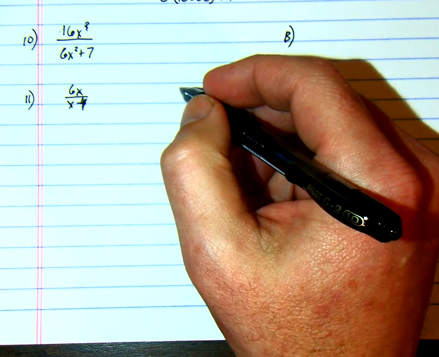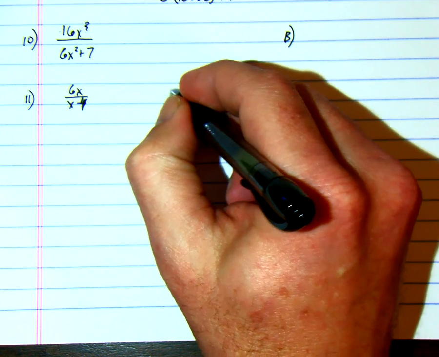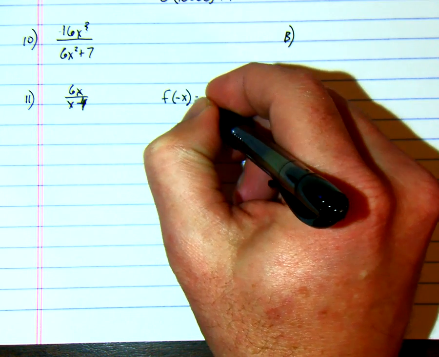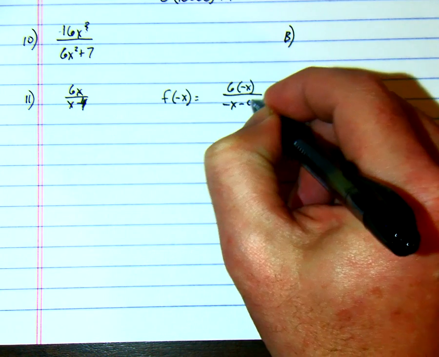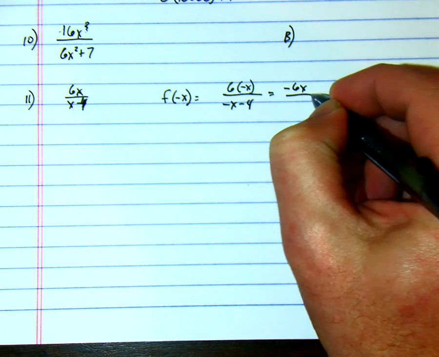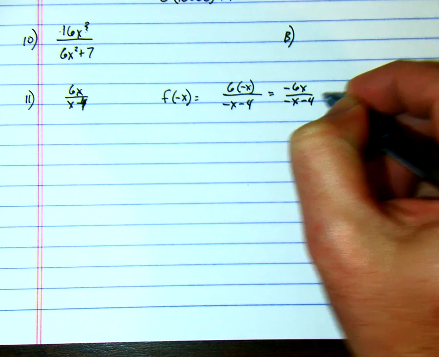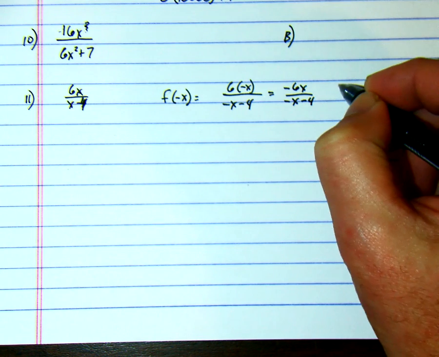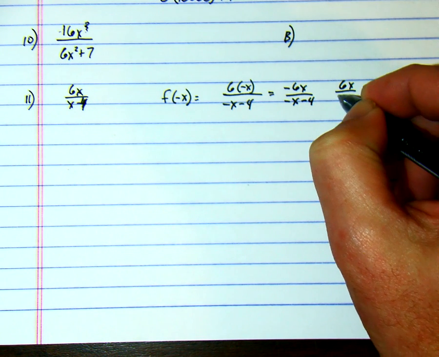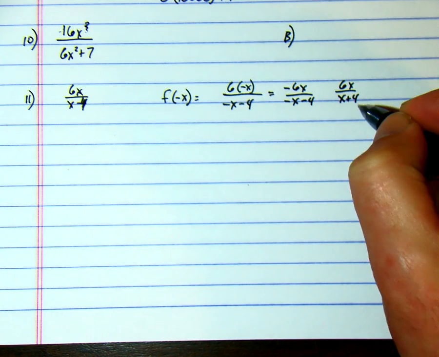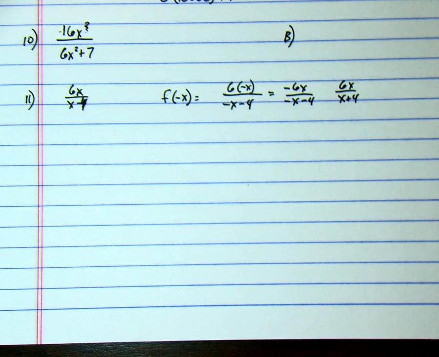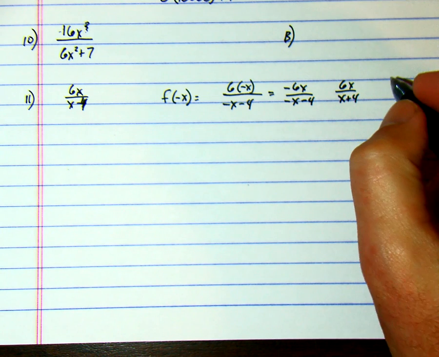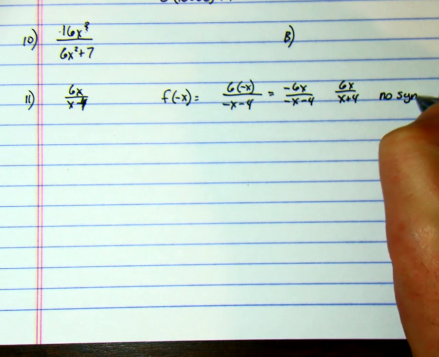So the first one's all about symmetry. Remember, in symmetry, we're going to evaluate f of negative x, and we're going to see what happens. So I have 6 times negative x all over negative x minus 4, which gives me a negative 6x all over negative x minus 4. So what happens is everything is negative, so that means all those negatives cancel out. So we end up with 6x over x plus 4. My original was 6x over x minus 4, so that means that I have one stay the same and one change, so this one has no symmetry if we're following the book.